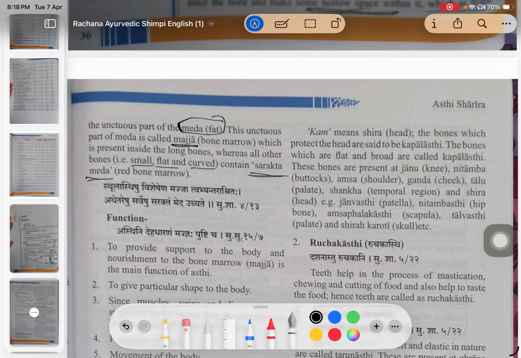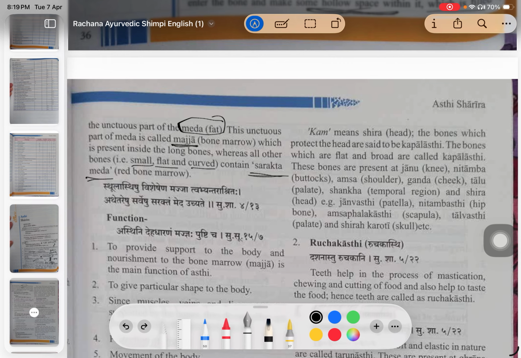Okay, next shloka is Sthul Asthishu Visheshen Majja Tva Abhyantar Ashrita. Abhyantar Ashrita means Majja lies in the Sthul Asthi, the long bones, Visheshen, predominantly. Alright.